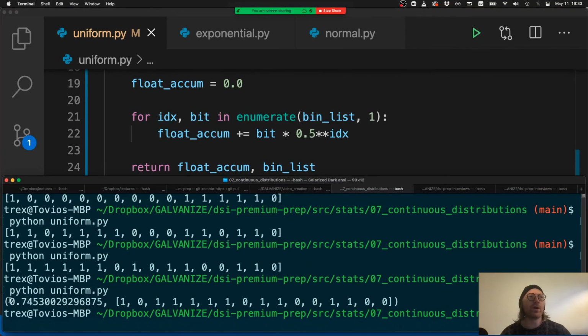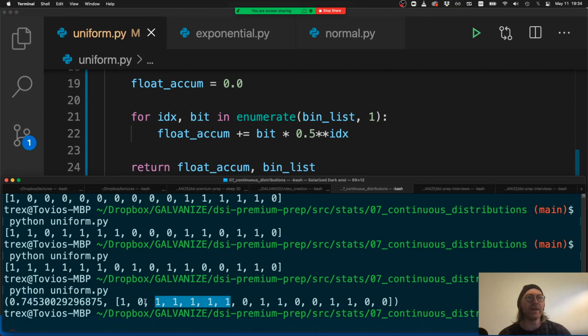And there we have it. So 0.7453 and some change. This first value contributes 0.5. The second value does not contribute 0.25. The third value contributes 0.125, 0.0625, and every one of these ones contributes a little bit more.